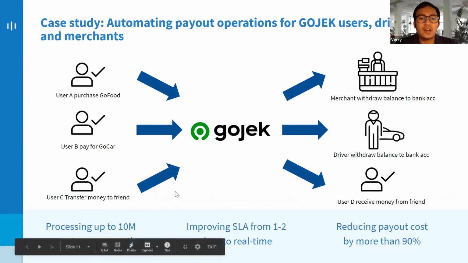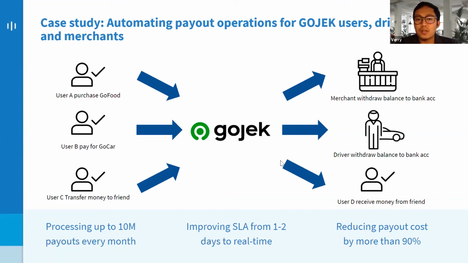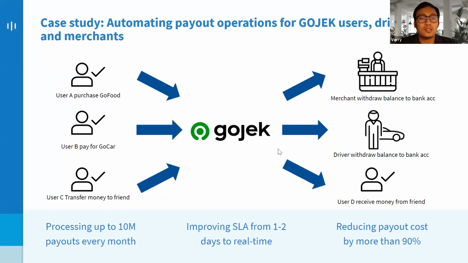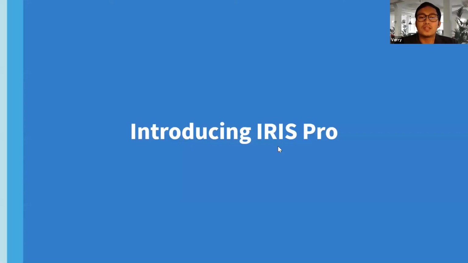Another interesting fact from this case is that we process up to 10 million payouts every month from GOJEK alone. So this is a testament to how scalable the solution is, right? So that's the second case study. So that's basically Iris currently, right?